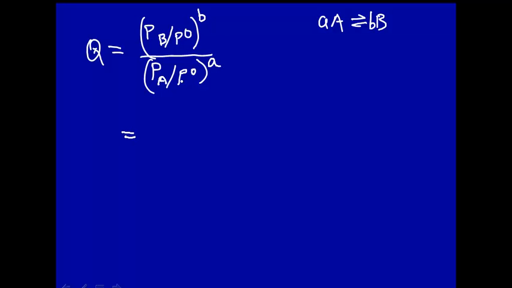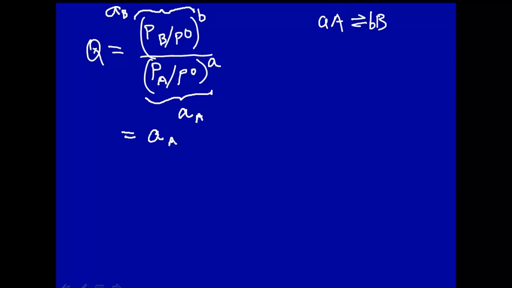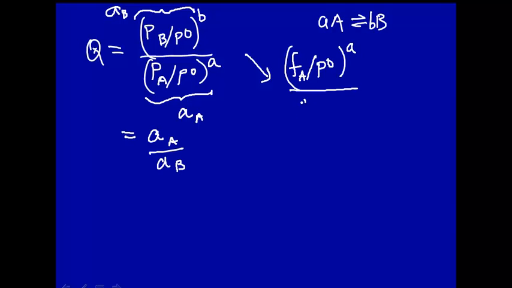We're just going to call this the activity of A, and we're going to call this the activity of B. So the reaction quotient is the activity of B divided by the activity of A. Now suppose we want to introduce fugacity. This will be the fugacity of A over standard state pressure raised to the a power over the fugacity of B divided by standard state pressure.